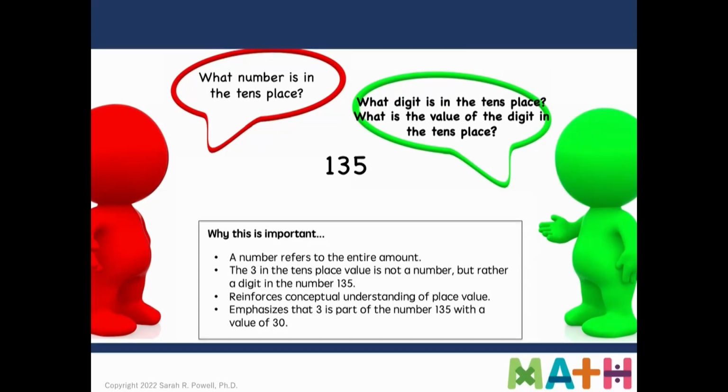So this is an example from an article that I wrote with my colleagues, Elizabeth Hughes and Elizabeth Stevens. And here we talked about taking informal language and transitioning it to formal math language. So on the left is a red creature. That red creature is using informal language. And on the right is a green creature, and that creature is using formal math language. So instead of asking about what number is in the tens place, if I was thinking about 135, I should formally ask what digit is in the tens place, because the number is 135, but the digit is 3.